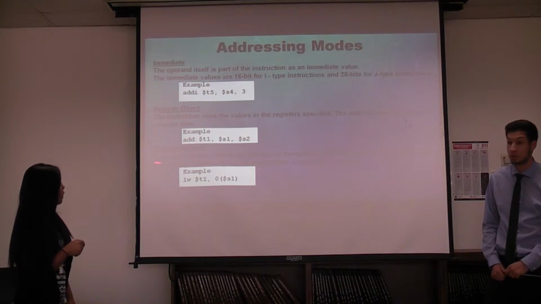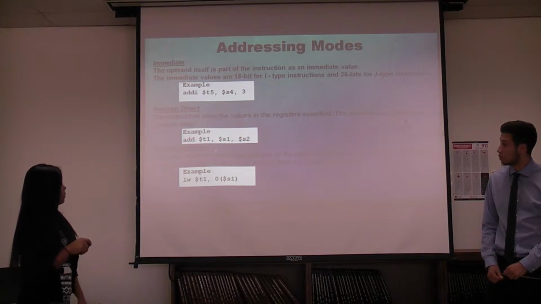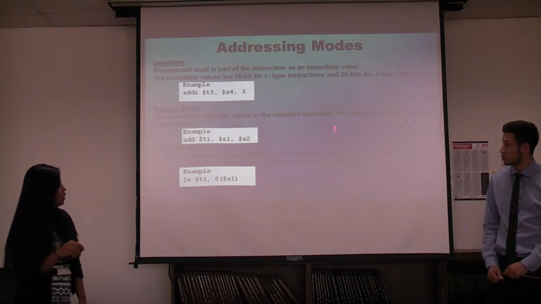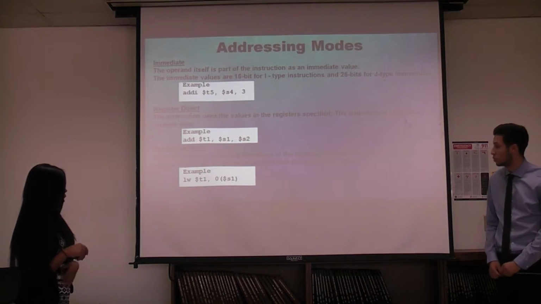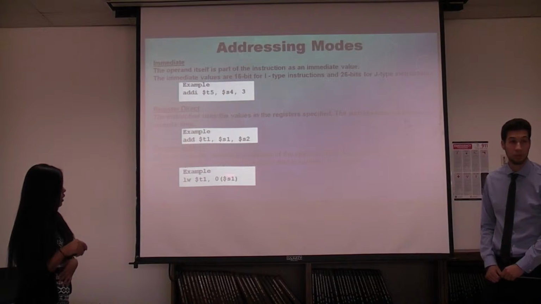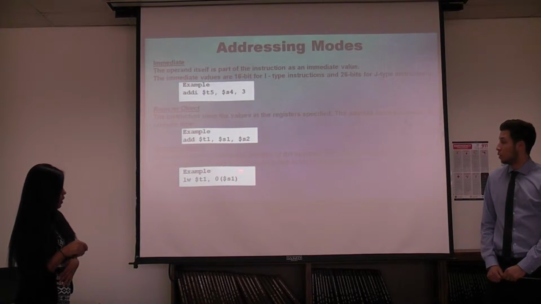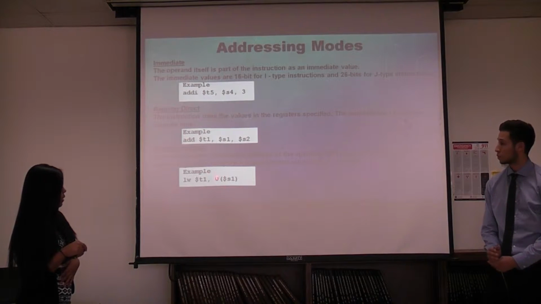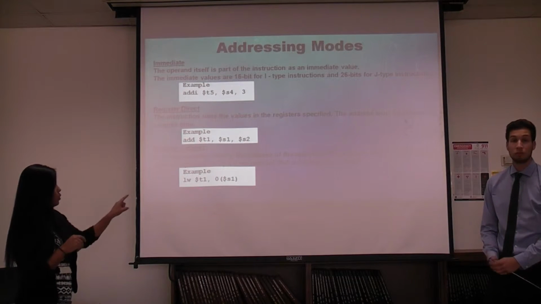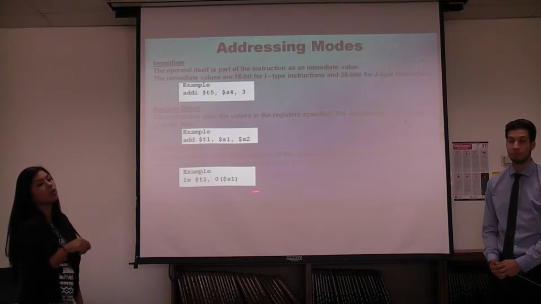For our register indirect mode, the specified register holds the address of the operand. This mode is for our load word operation here, which means that we're taking the contents of S1, whatever is inside, and we're adding it with 0, and then we're loading it back into our T1 register. This is how we load our values into the registers we will be using.